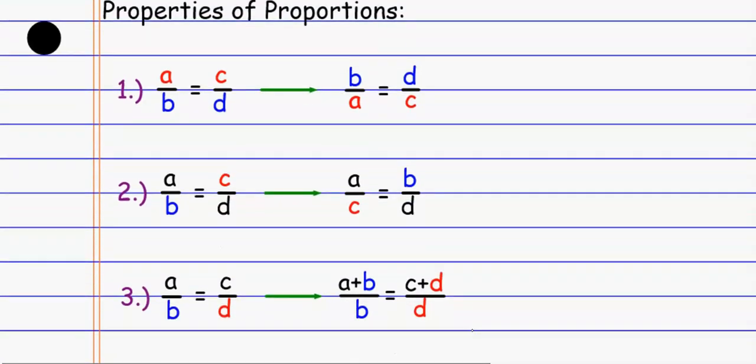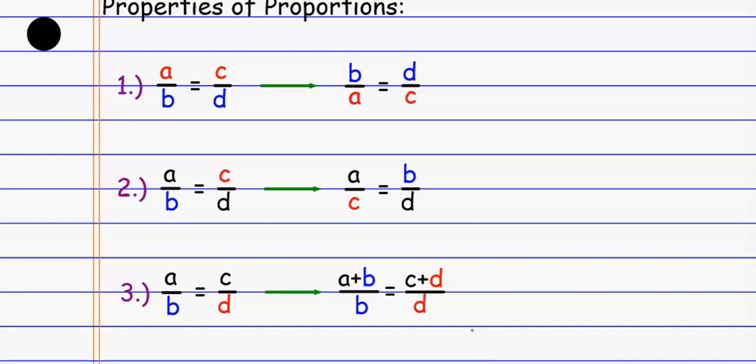But the first one is probably the most obvious, and that's that you could flip each of those fractions. But if you flip one, you have to flip the other. So if I were to flip this first fraction and make it b over a, well, I have to flip the second one and make it d over c. Okay, so that's one of the things we can do with proportions, and they'll still be equivalent.